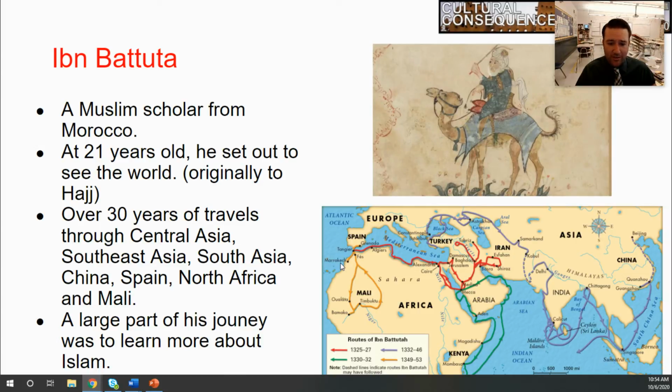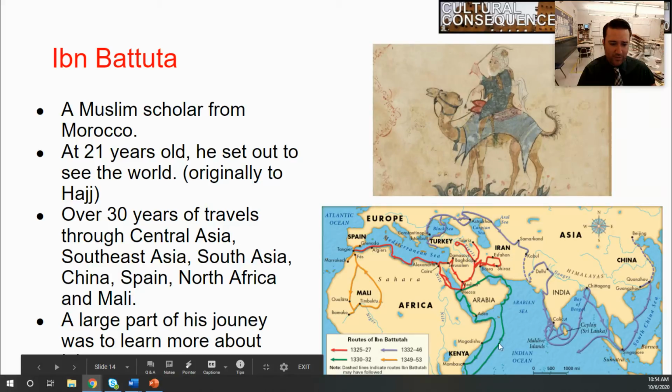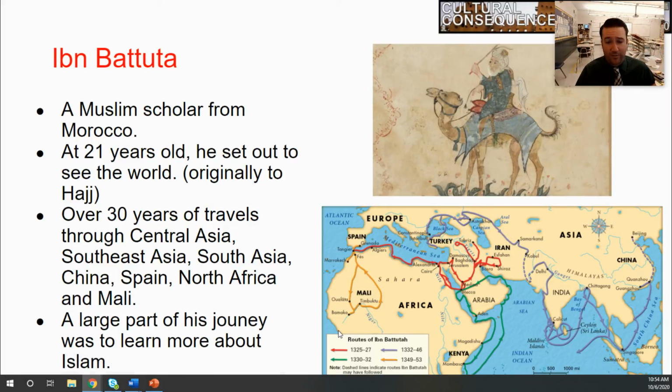And during his travels, he travels through Central Asia. He travels to the Indian Ocean basin. You can see some of the routes of his travels during these different eras in history. And he's not always traveling. He'll settle in some places for some years, marry some wives, have kids, and then continue to travel.